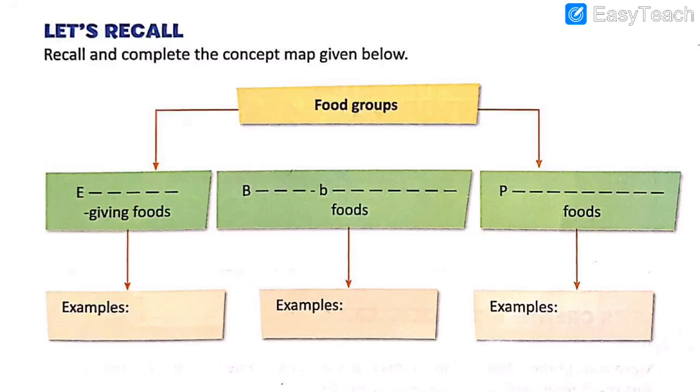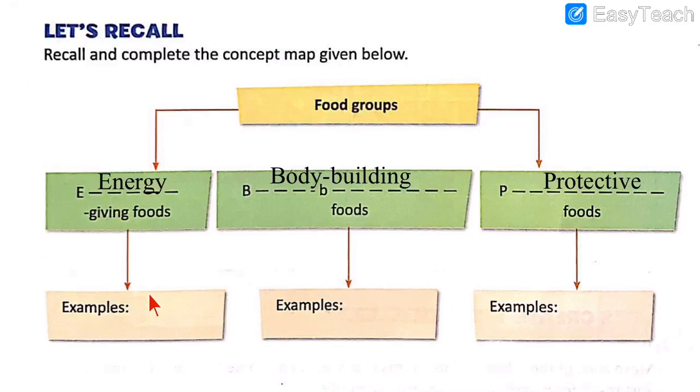Food groups. So first of all, we have learnt about 3 food groups. Over here it starts with E, then dash. It starts with B, then dash. It starts with P, then dash. So we already know the names of the 3 food groups. Which are they? Before I write, you should write the answer. So here are the names of the 3 food groups that we have learnt. Energy giving foods, bodybuilding foods, and protective foods.